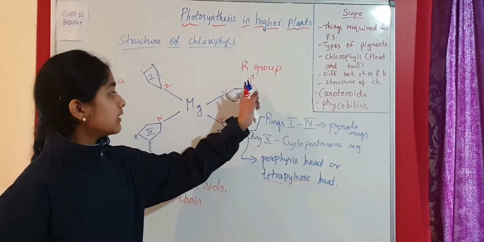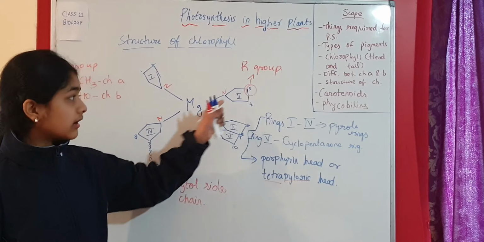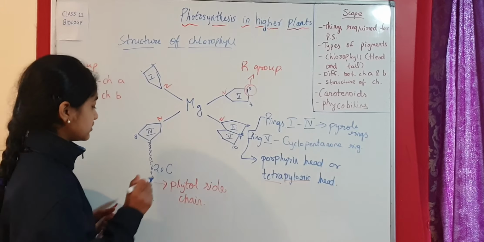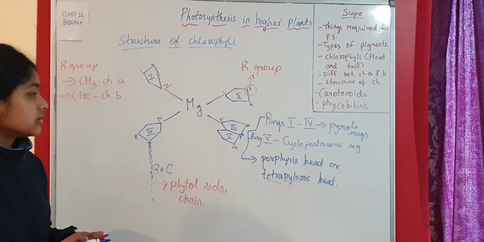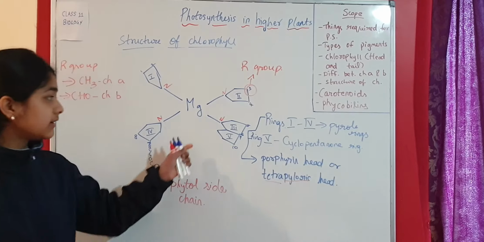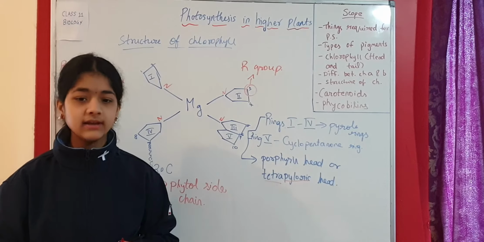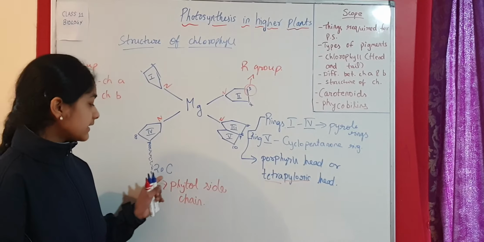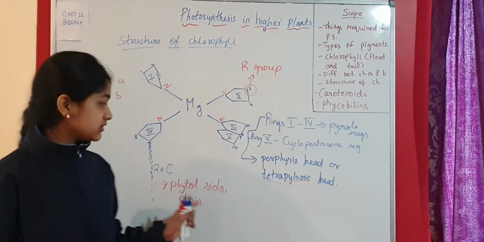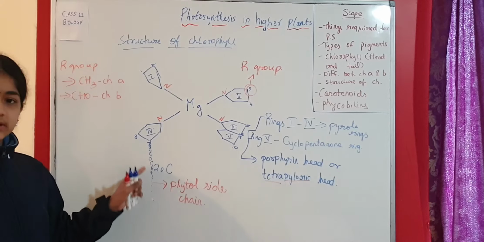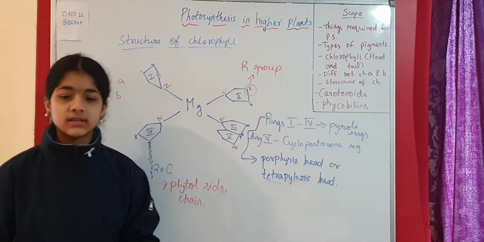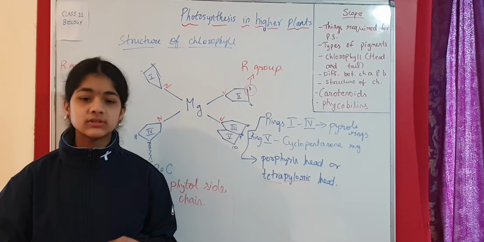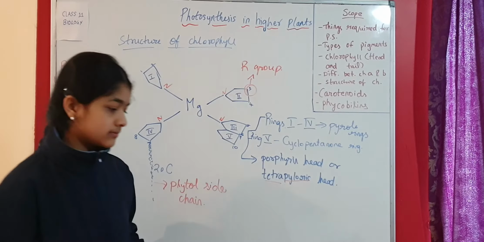Important things are, at carbon number 3, R group is present. From carbon number 7, the phytol side chain arises. So these are the rings. The head of the chlorophyll is called porphyrin head or the tetrapyrrolic head, and the tail is the phytol side chain. It arises from carbon number 7. So this is the structure of chlorophyll. Next we'll take up the 2 more pigments that are present. Those are carotenoids and phycobilins.